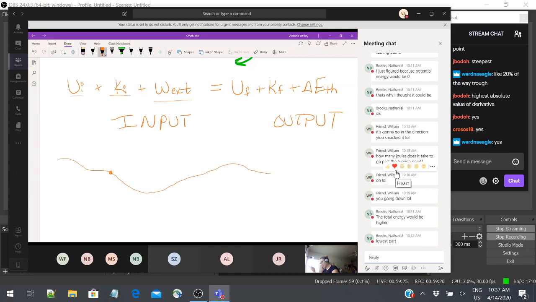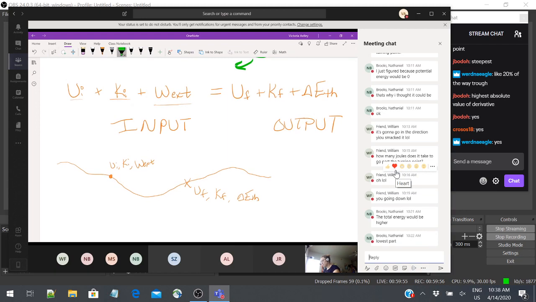So we have some starting U initial, some starting K initial, and then external work pushing him. And then at the end, which might be some random position, he will have some final potential energy, some final kinetic energy, and then whatever extra stuff got lost to friction along the way. Is this making some sense? Hopefully.